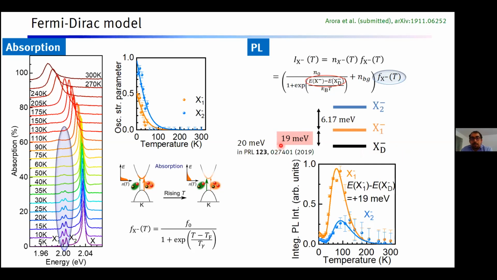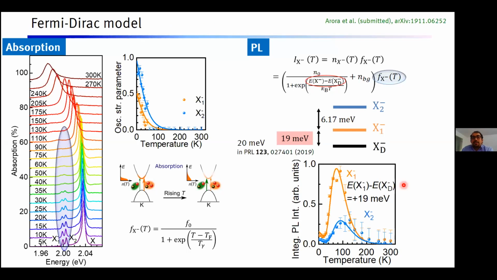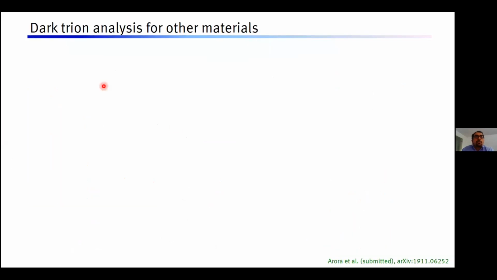In fact, if we compare with another report from the literature, which is a direct measurement of this dark trion, then we find that it is 20 MeV there, and it compares very well with our value. In fact, the initial reduction is also captured in our model, which is a very simple model. So then, having confidence that our model works well, we go for other materials.